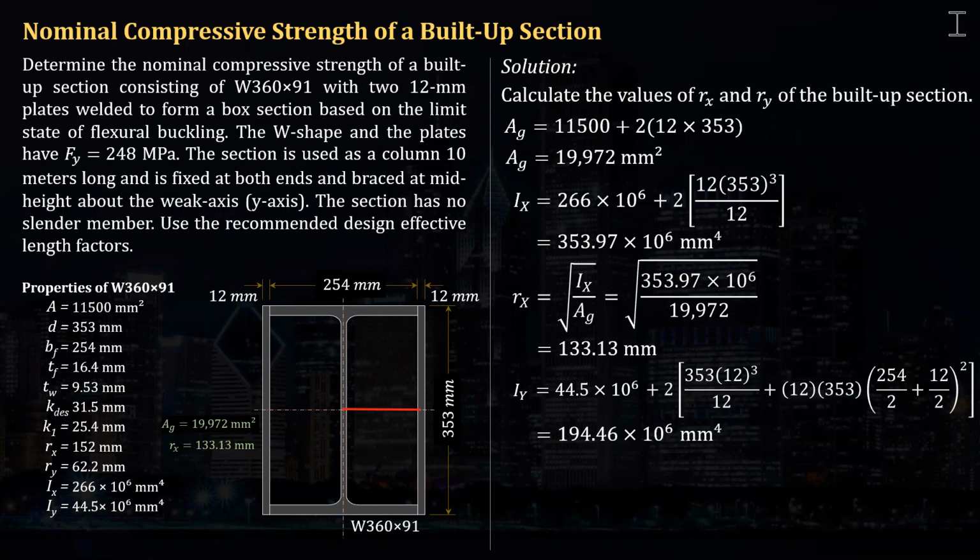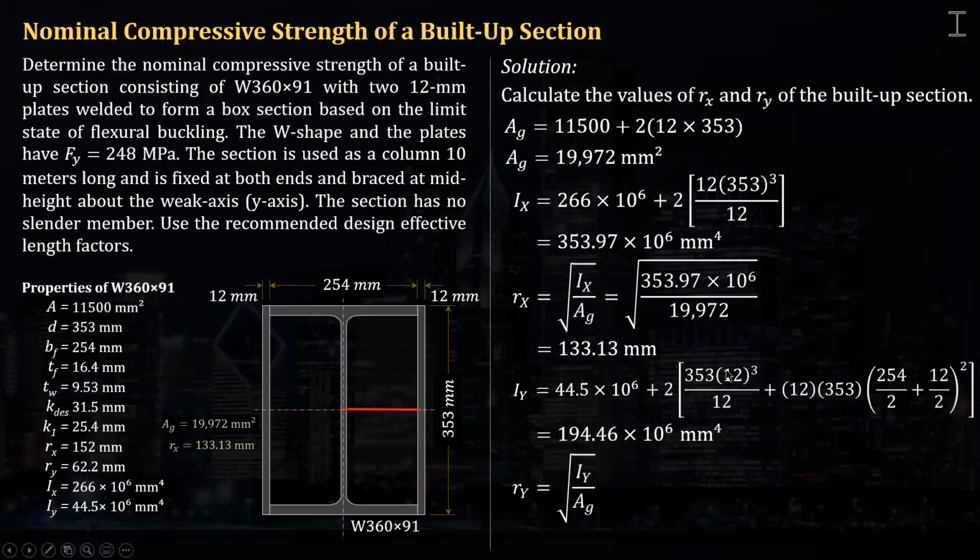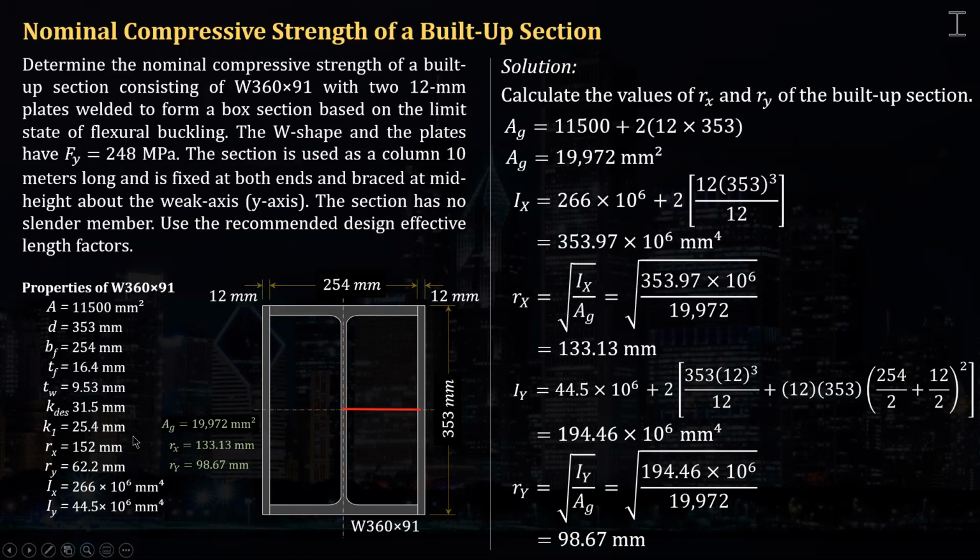So we can now calculate its Ry, the radius of gyration of the built-up section. So it's 194.46 times 10 raised to 6 over the area, 19,972, and that gives us 98.67, okay, in millimeters. Let me write them here because we're gonna need them now to calculate for the KL over R.